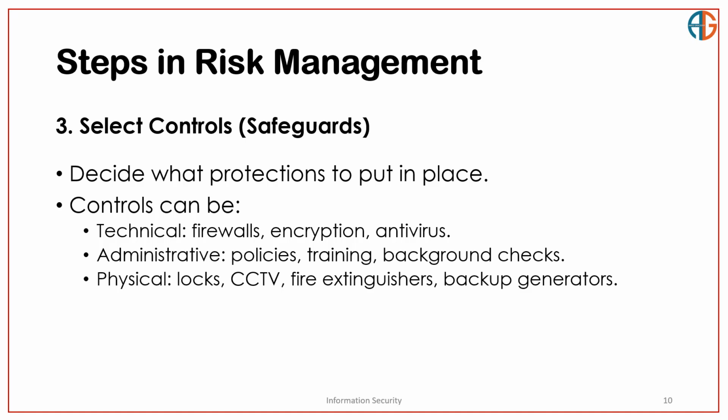The physical control is the monitoring of the assets or of that particular organization, which can include giving locks to the server rooms, using CCTV cameras for surveillance, using fire extinguishers within the campus, and backup generators if any power shutdown happens. So these types of controls have to be found out and implemented. What type of protection we need to give has to be implemented.